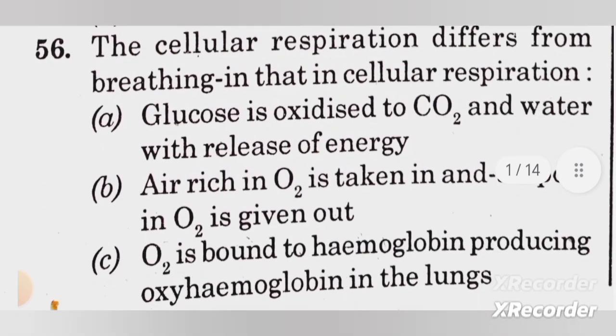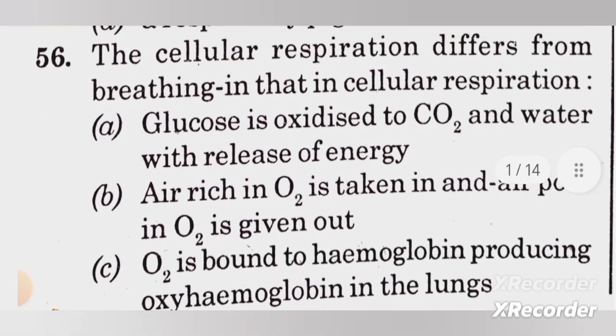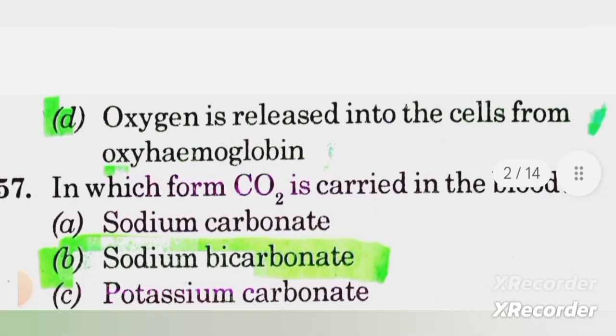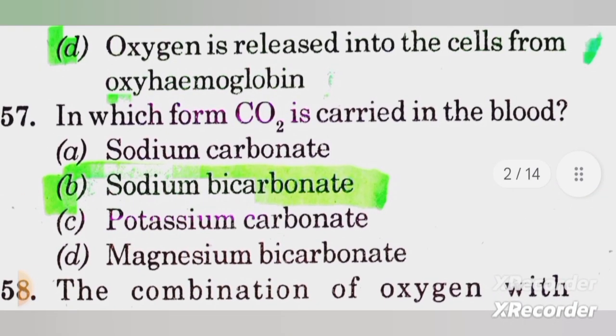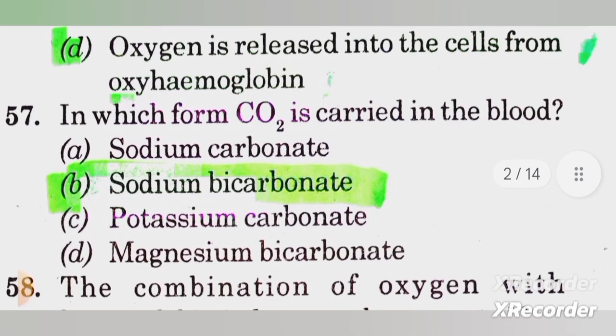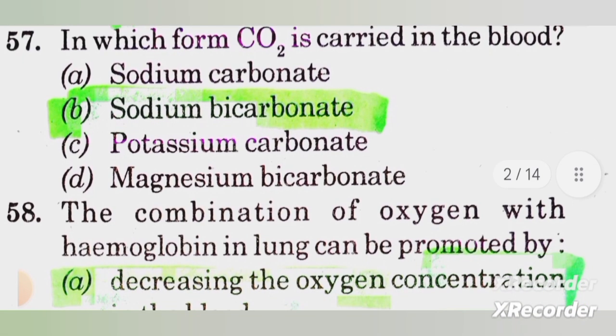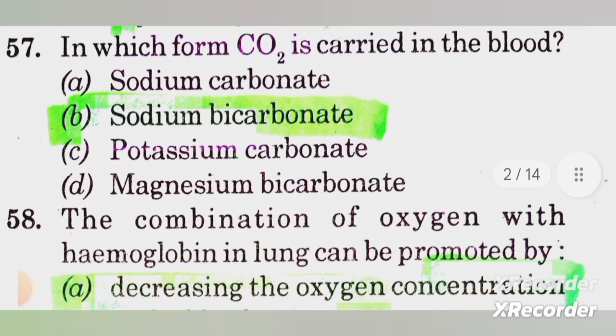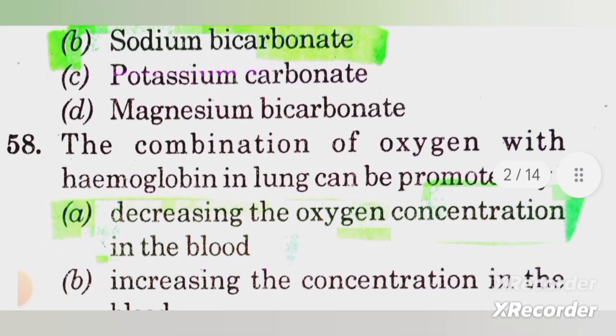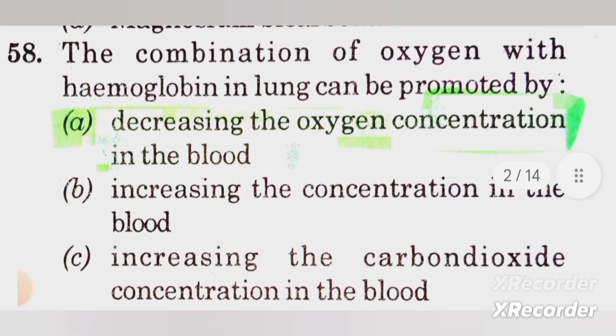Next, 56. Cellular respiration differs from breathing in that in cellular respiration, answer D, oxygen is released into the cells from oxyhemoglobin. Next, 57. In which form is CO2 carried in the blood? Answer B, sodium bicarbonate. Next, 58. The combination of oxygen with hemoglobin in the lung can be promoted by answer A, decreasing oxygen concentration in the blood.